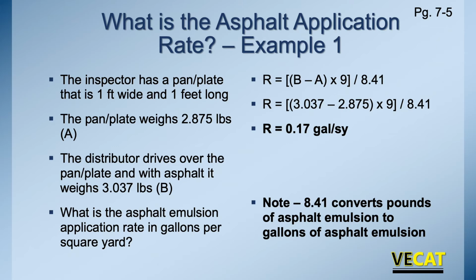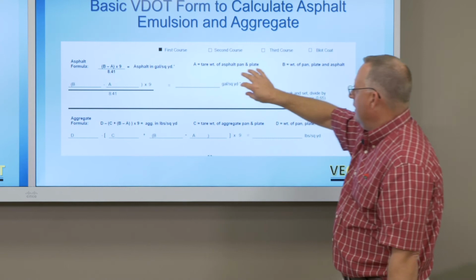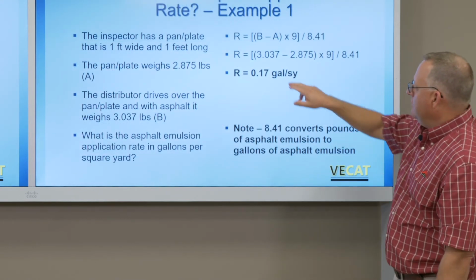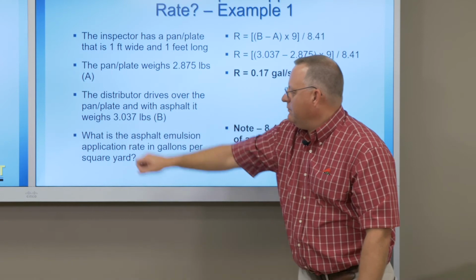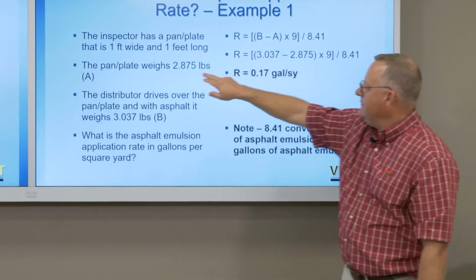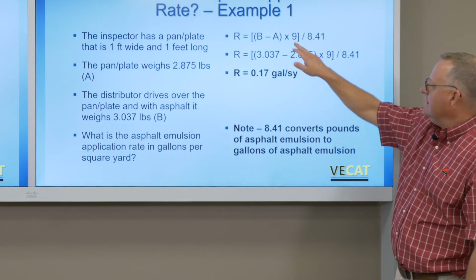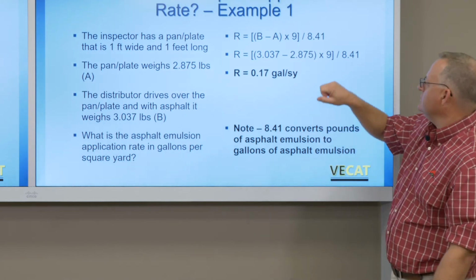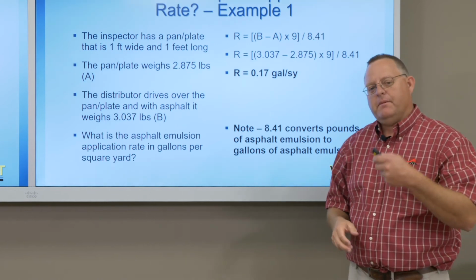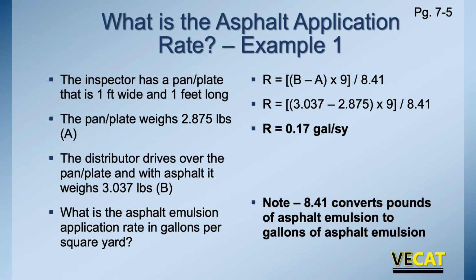What is the application rate for the emulsion in gallons per square yard? So our rate is B minus A times 9 divided by 8.41. Or if we look back, it's this part of that sheet. So B is 3.037. A is 2.875. 9 just converts it from square feet to square yards. And 8.41 takes it from pounds to gallons. When we put all this into our calculator, our rate is 0.17 gallons per square yard.